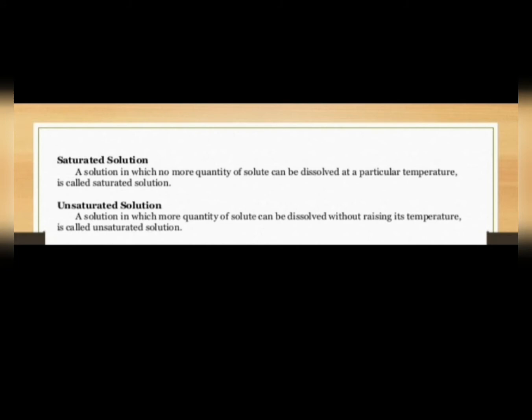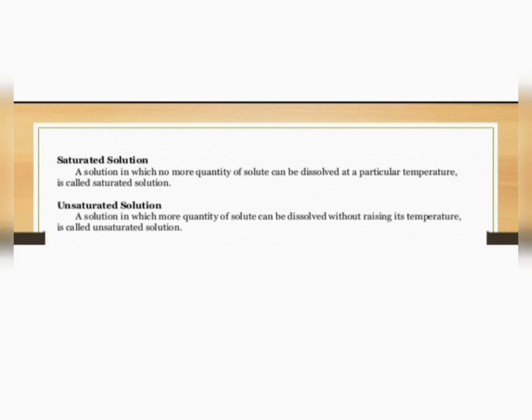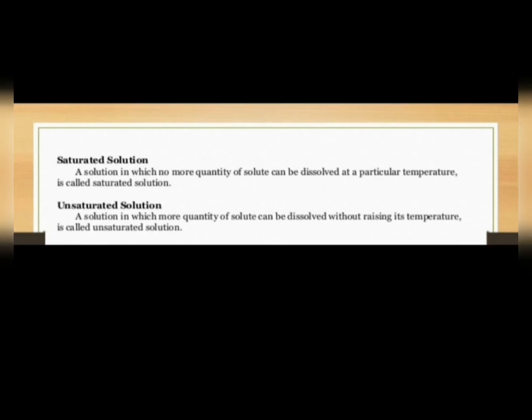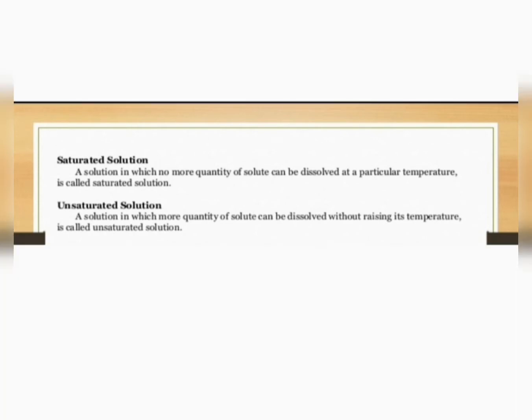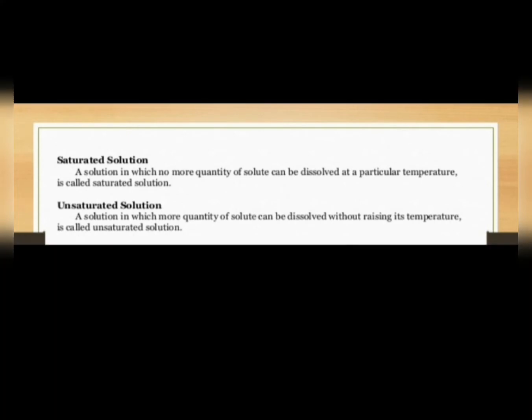A particular solution may contain less amount of the dissolved solute, whereas another solution may contain more amount of solute in it, right? For example, we can prepare many salt solutions of different concentrations. How? By dissolving different amounts of salt in the same quantity of water. So we'll get different concentrations of salt solutions, right? So depending upon the amount of solute present, the solutions can be classified into two groups: unsaturated solutions and saturated solutions. Let's discuss it in detail.